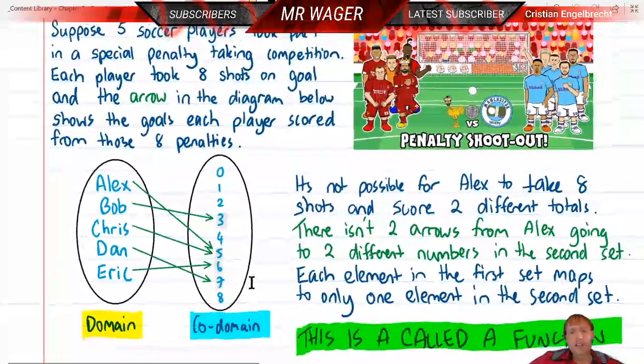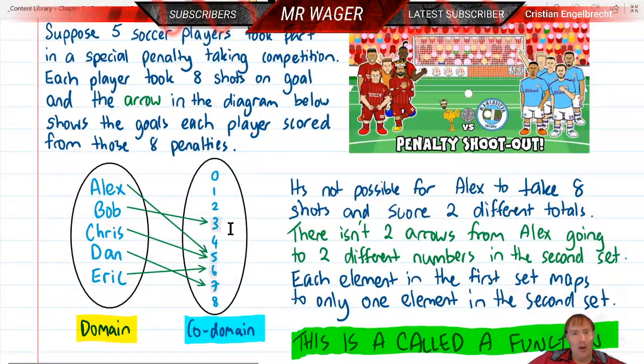From this little example, it's quite clear, I hope, that for a single player, their arrow can't go to 2 different numbers. Say Alex took his 8 shots, he can't score 2 different totals out of the 8. It's impossible. So each element in this first set maps to a single element in the second set. Each element in the first set maps to only one element in the second set. And this is an example of a function.